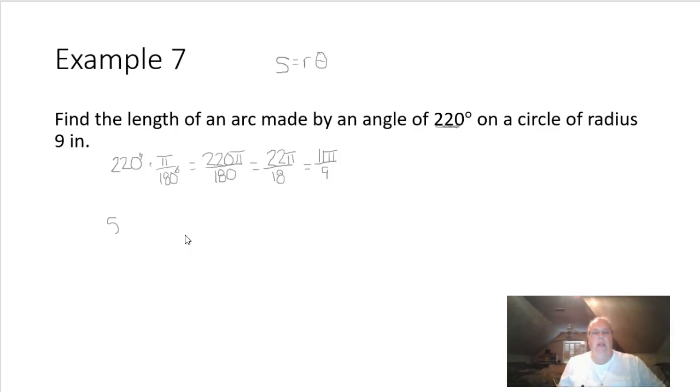All right, so the arc length S is equal to our radius 9 times our angle there, 11 pi divided by 9. This is going to give me 99 pi divided by 9, which will reduce to 11 pi. And our units on here are going to be inches because that was the units on the radius of the circle. So the arc length is 11 pi inches.